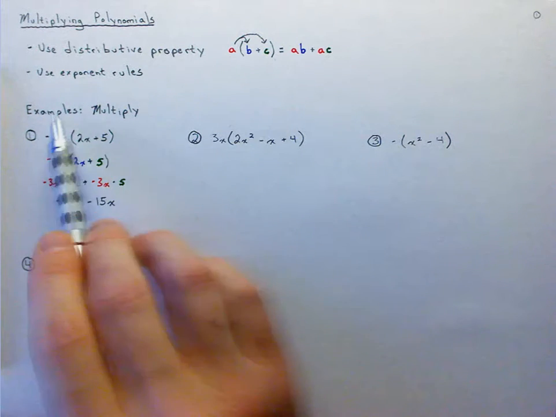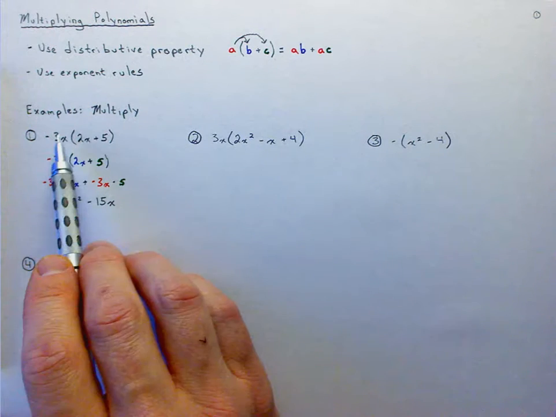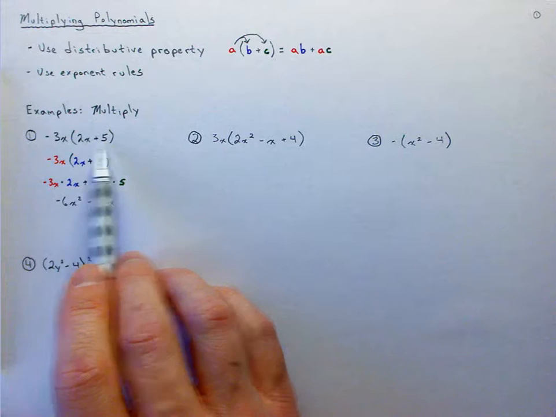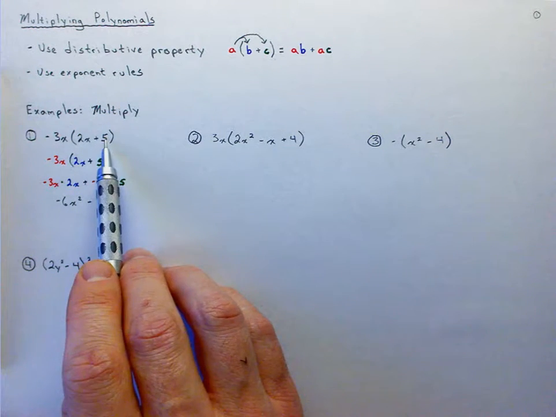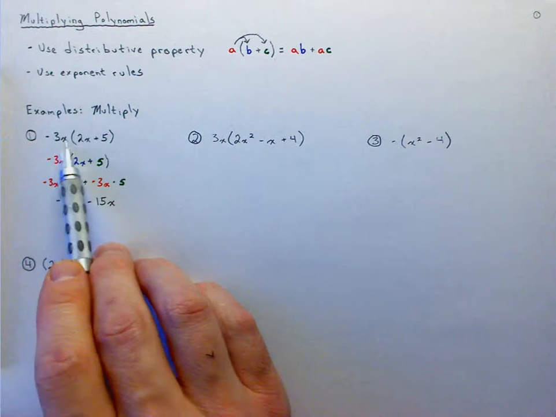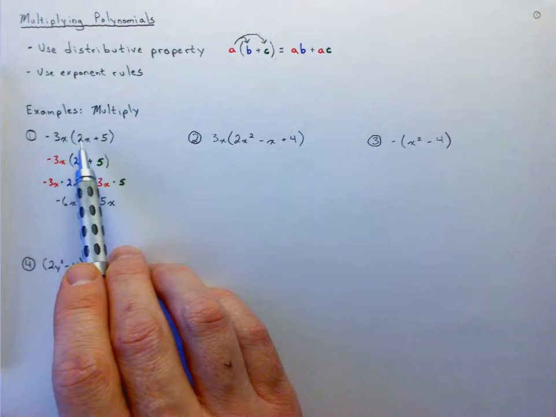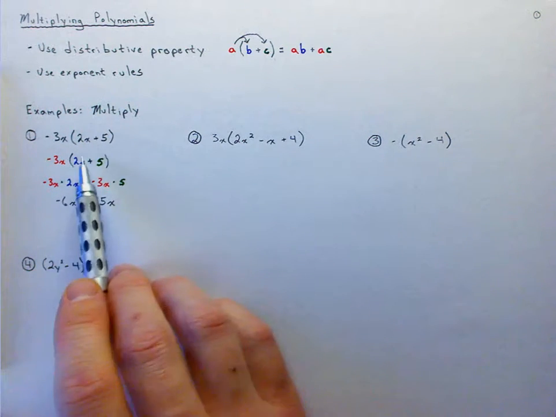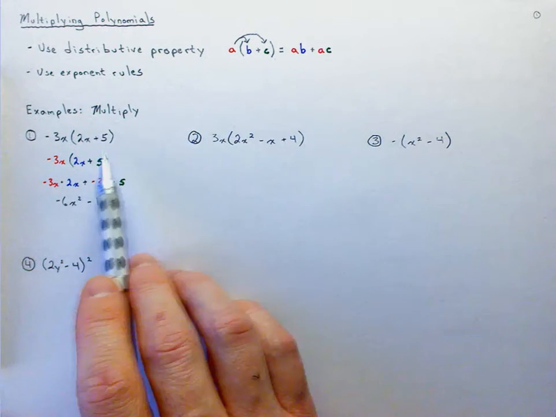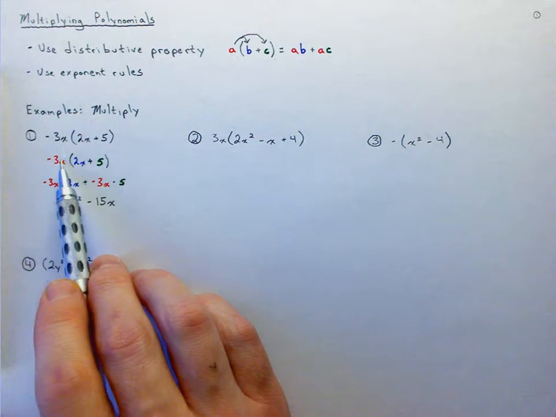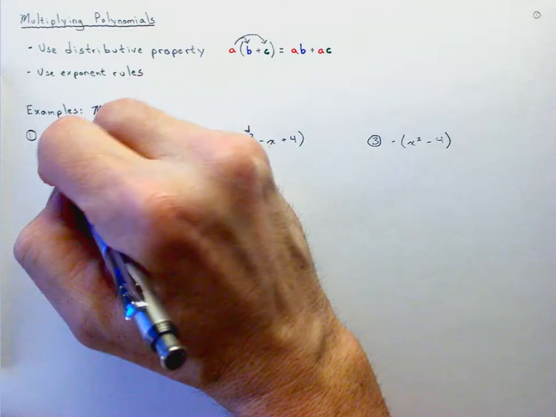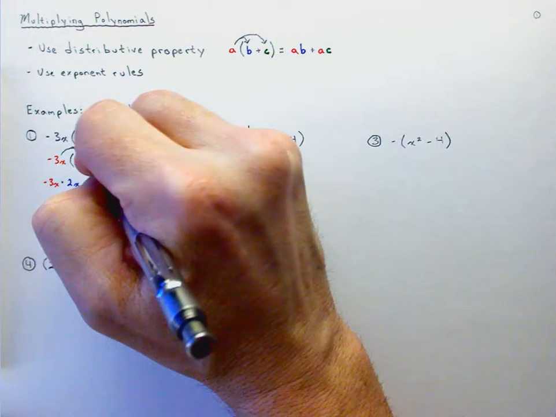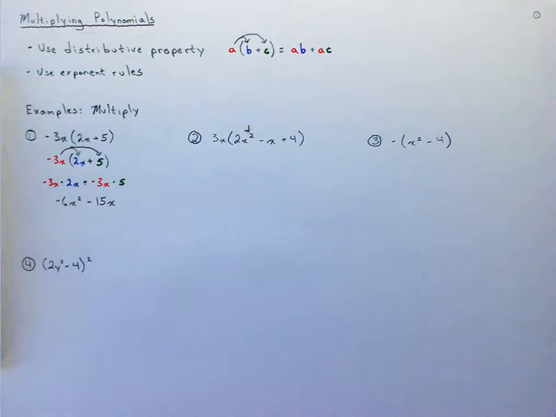So, examples, multiply. I have a monomial, a negative 3x, times a binomial, 2x plus 5. Mono meaning 1, there's only one term. Bi meaning 2, 2 terms. I color coded it to help us see the distributive property. I'm going to take that negative 3x and multiply it to both terms inside that set of parentheses.